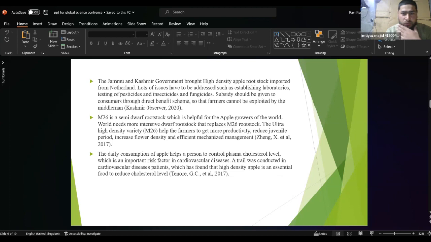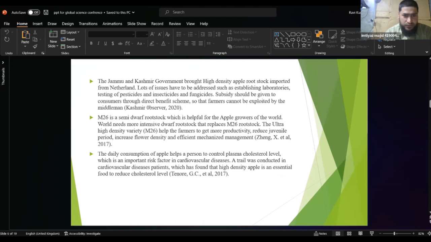The Jammu and Kashmir government brought high-density apple rootstock imported from the Netherlands. Lots of issues have to be addressed, such as establishing laboratories and testing of pesticides, insecticides, and fungicides. Subsidy should be given to the consumers through a direct benefit scheme, so the farmers cannot be exploited by the middleman.